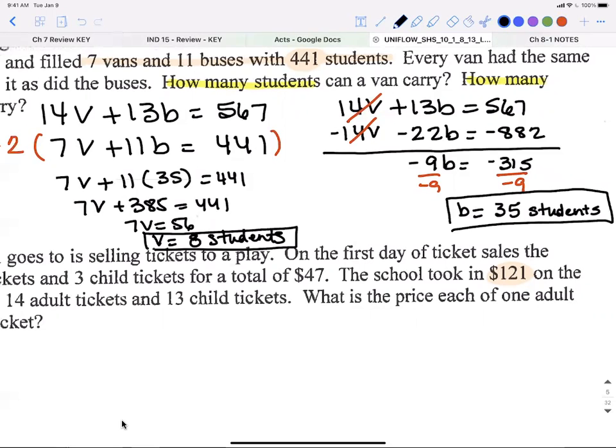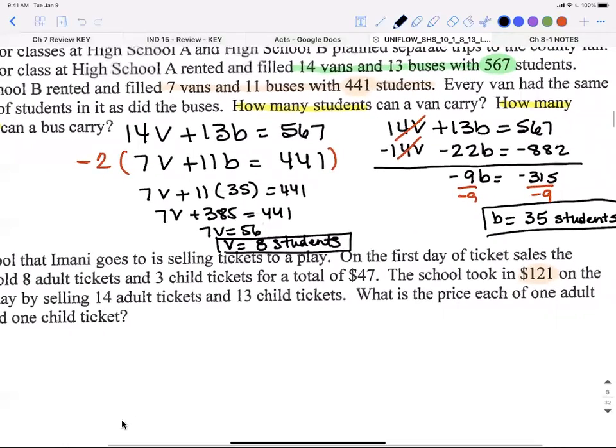Nope, because either way, you're going to end up with the same answer. Yep. Doesn't matter if you put them on top or bottom, because when you run it through, you would still have negative 22B plus 13, and you'd still get negative 9.